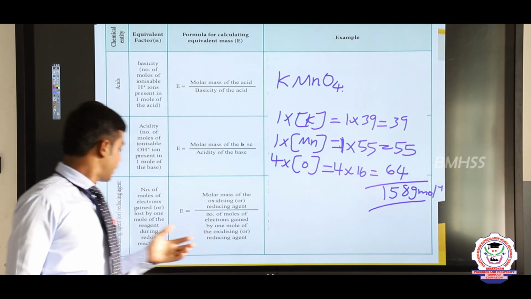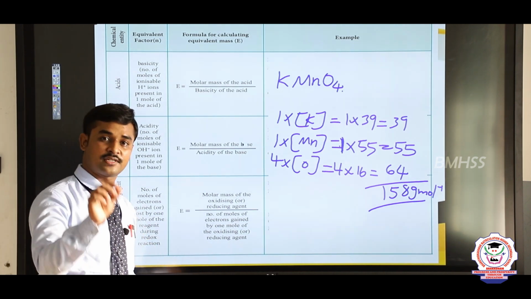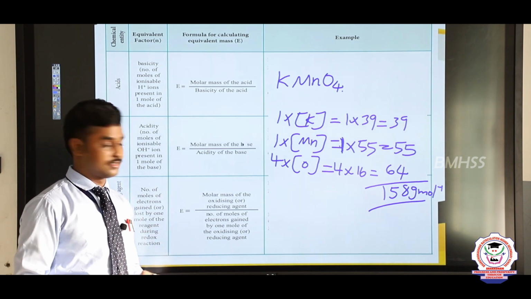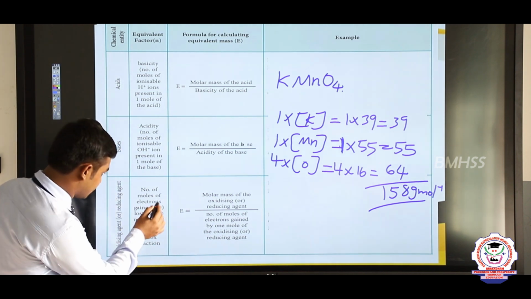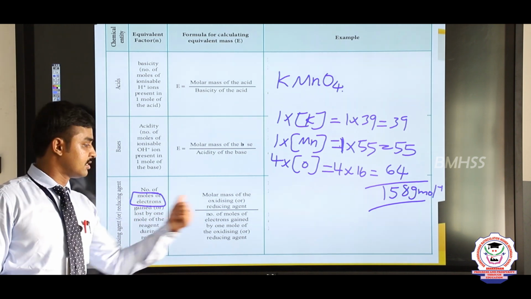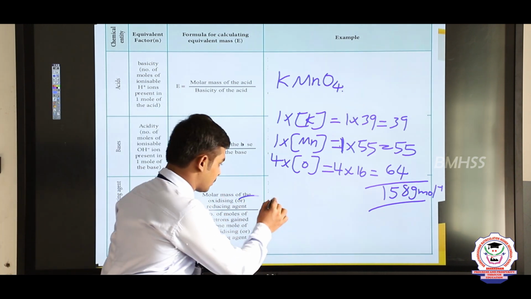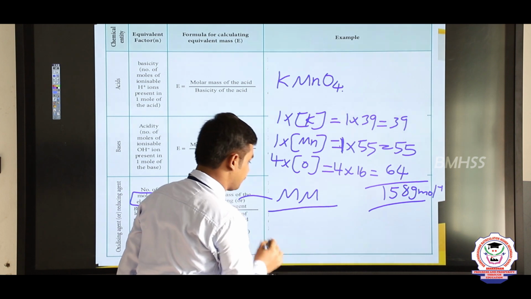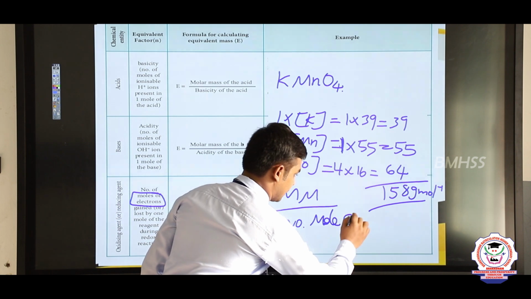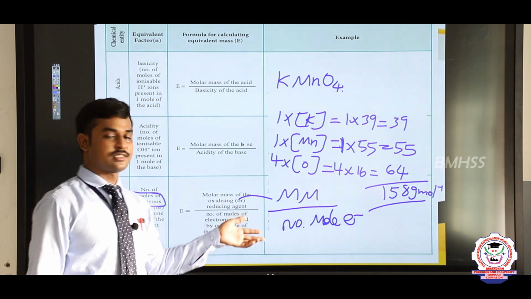But for the oxidizing agent potassium permanganate, we need to find the moles of electrons that are gained or lost by the potassium permanganate. For the oxidizing agent, the molecular mass is divided by the number of moles of electrons gained or released. So we have the molecular mass; how many electrons are removed?